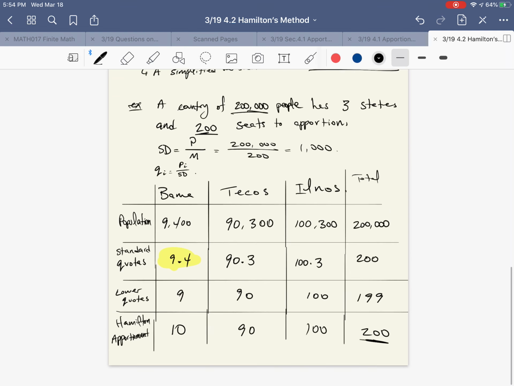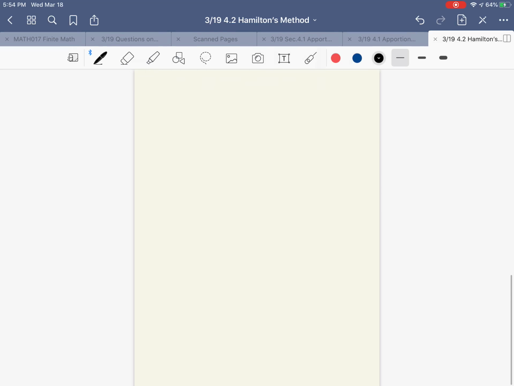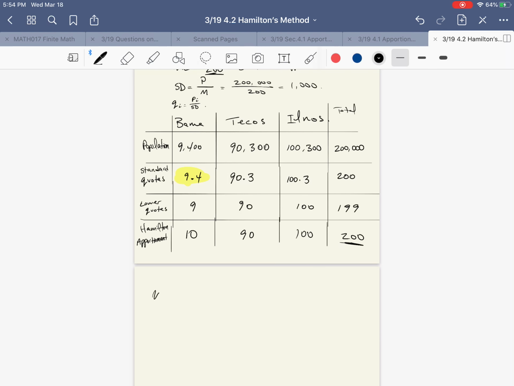Okay, so Hamilton's method has not failed us yet. But now I'm going to pose a question. What if the country wanted to have 201 seats in their house?